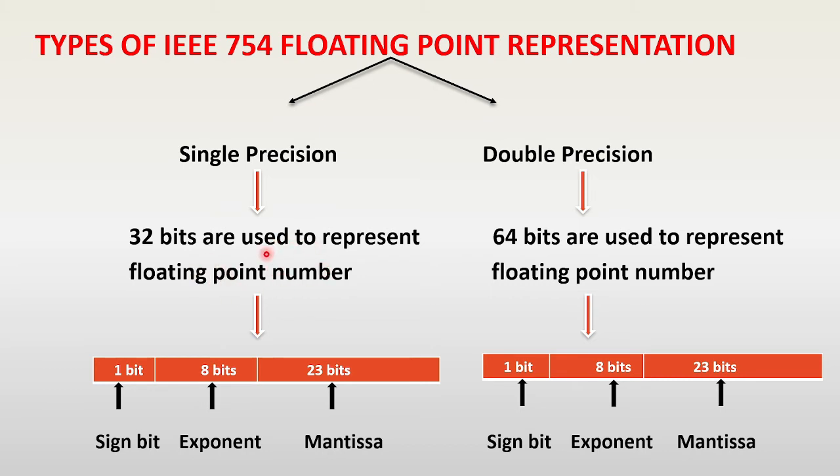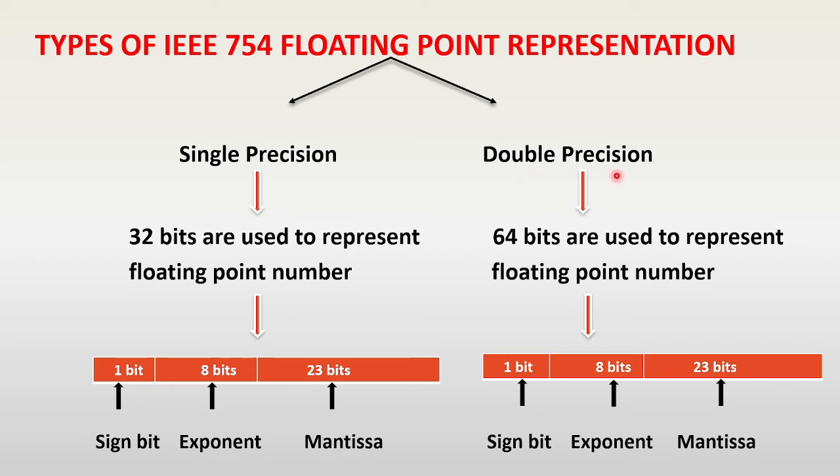Any floating point number that is given, you can represent it using 32 bits, and the other format available for representing floating point numbers is double precision format. Here 64 bits are used to represent any floating point number. Now in 32 bits, the first bit is called the sign bit. It tells whether the number is positive or negative. So the first bit is reserved for the sign bit. The next 8 bits are used for the exponent and the remaining 23 bits are used as the mantissa. So 1 plus 8 plus 23 comes to 32.